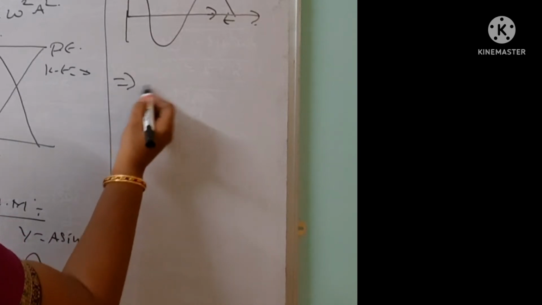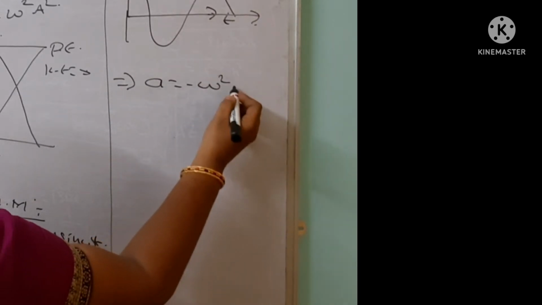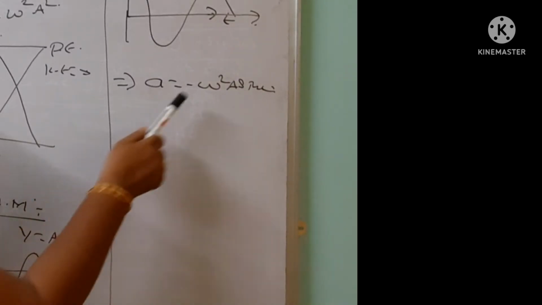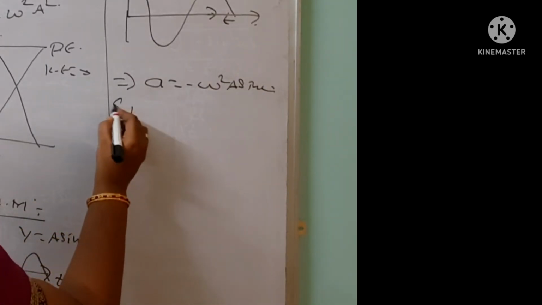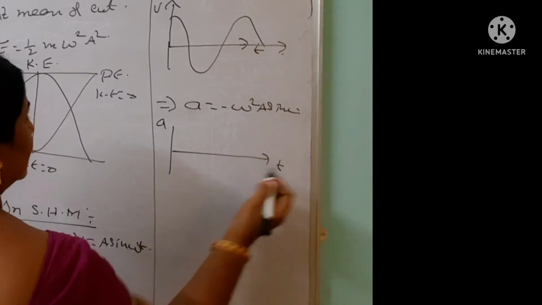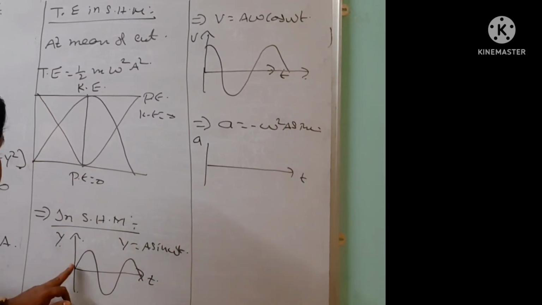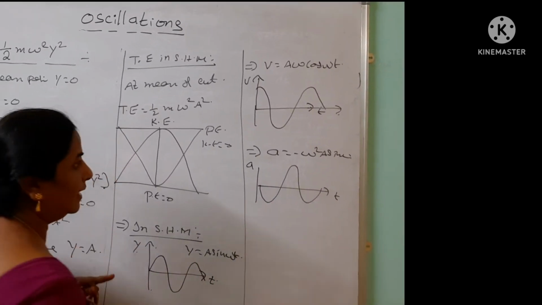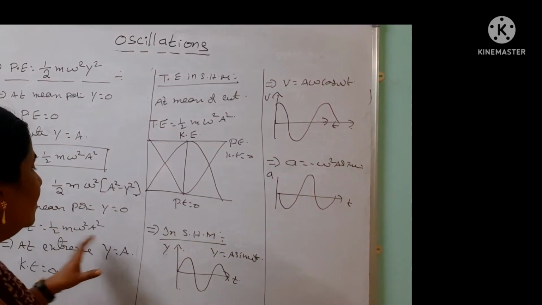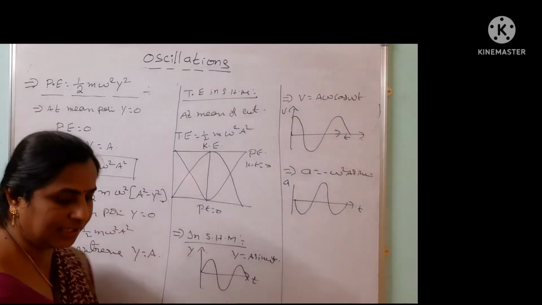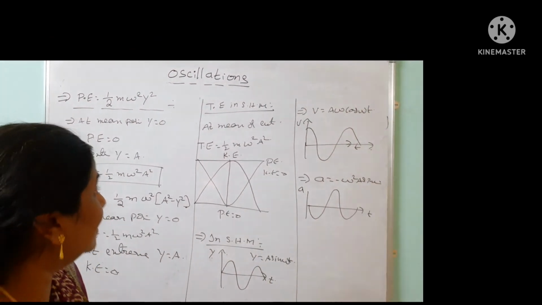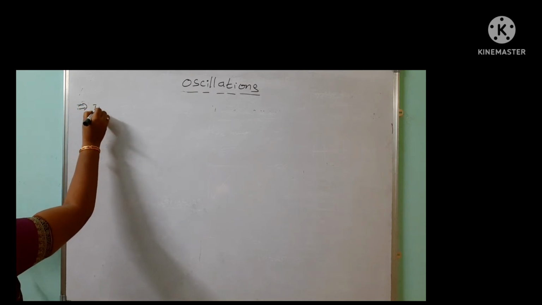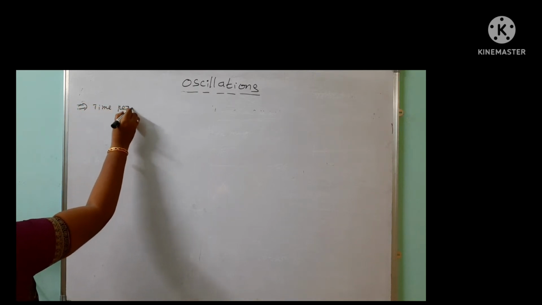Like that, acceleration equals minus omega square a sine omega t. Once again sine function, but minus you are getting here. So this is the acceleration and this is the time. You can get the reverse of this one, like that. This is the acceleration and time graph. So these belong to displacement, energy, and potential energy, kinetic energy expressions.